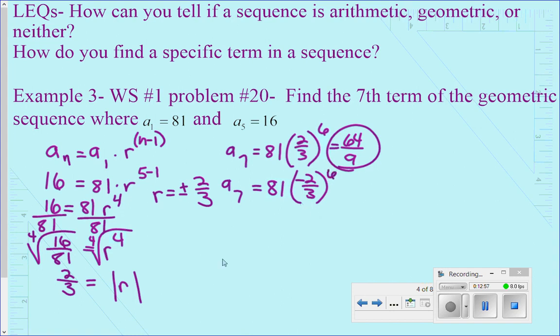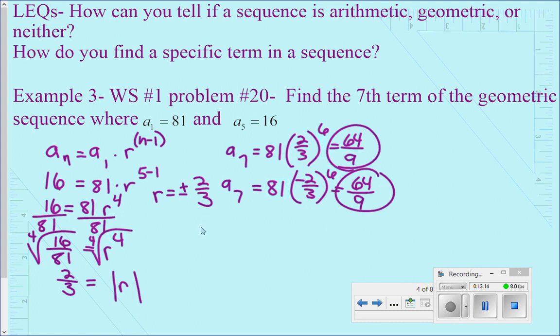So here, whether r is positive or negative, it's not going to matter because a negative to an even power is a positive, and a positive times a positive is a positive. So this is also going to end up 64/9. So because it was the seventh term, it didn't really matter.